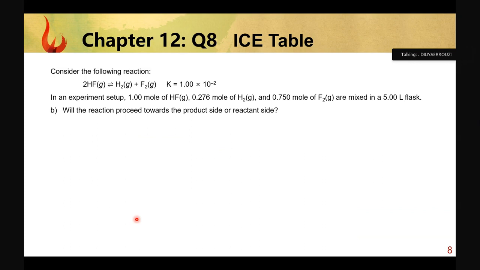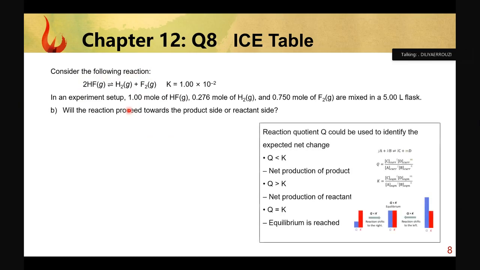Okay, the second question is, will the reaction proceed towards the product side or the reactant side? Which way will it go? Before that, we always need to know some basic knowledge of how to determine which way the reaction will go. We will know it by the reaction quotient Q.